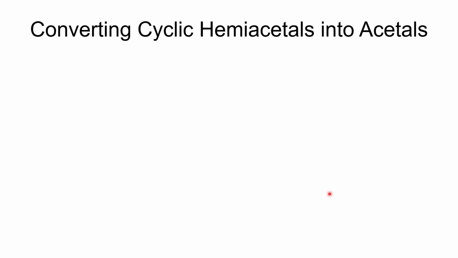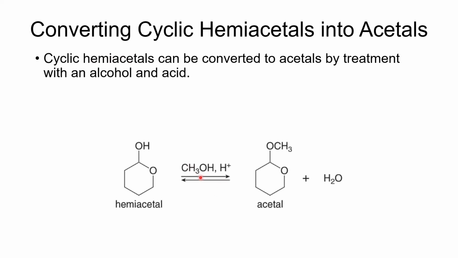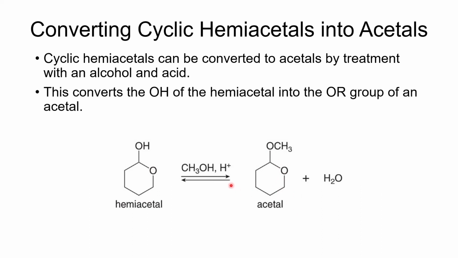So what if we convert a cyclic hemiacetal into an acetal? Can we do that? Well, I wouldn't have this slide if we couldn't. So we're going to take a cyclic hemiacetal and convert it into an acetal by treating with an acid and an alcohol. The mechanism for this is exactly the same as the mechanism for converting a regular hemiacetal into an acetal. The only difference is that our acetal component here was intramolecular to start with, but we can do this.